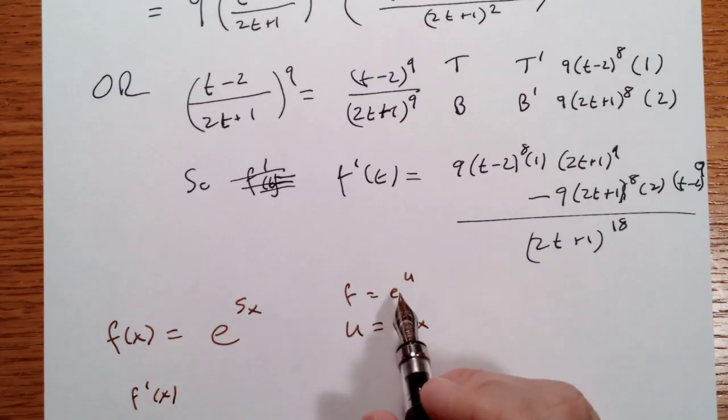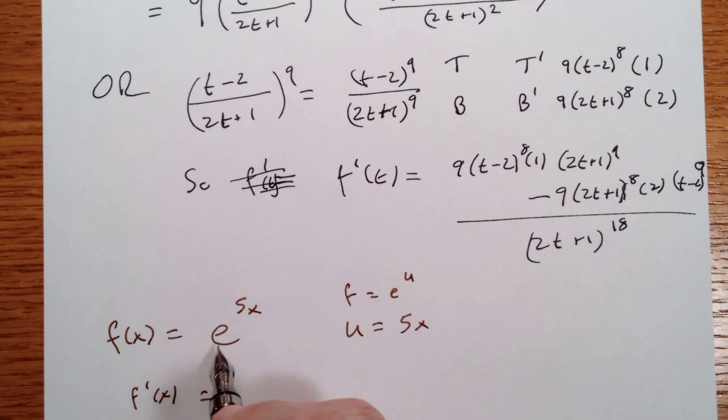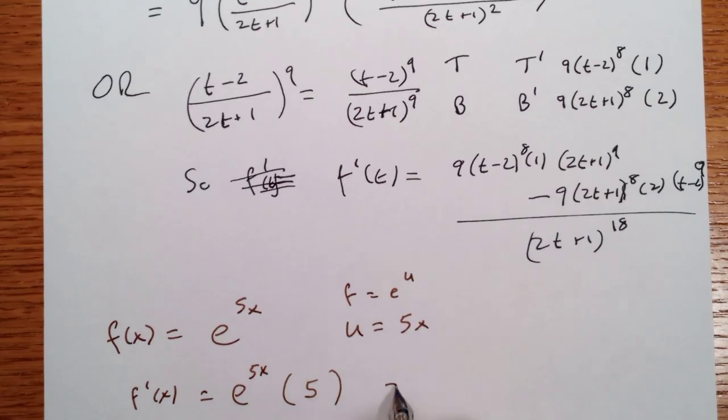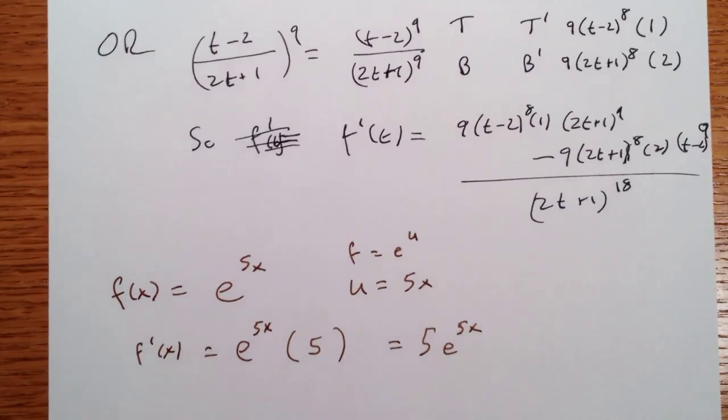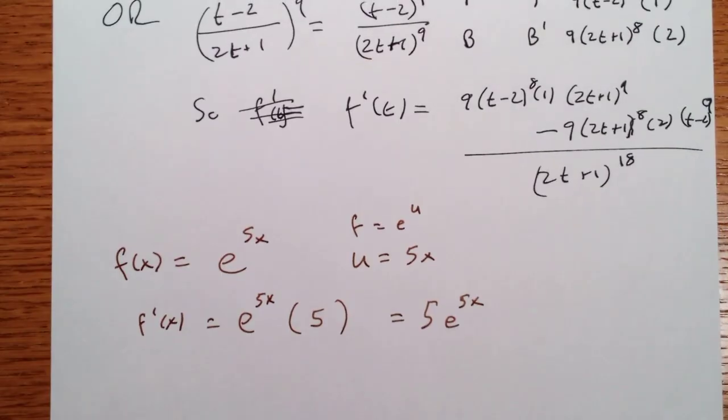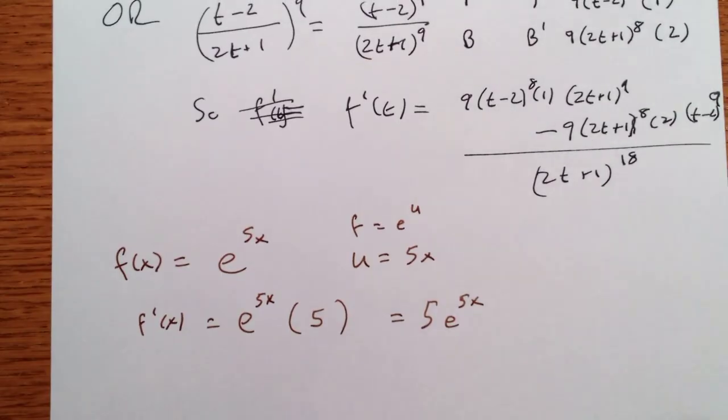Well, e to the u. Derivative of e to the u is e to the u. So when I do derivative of e to the stuff, I get e to the stuff. But wait, there's more. The derivative of the stuff. Now, me being the person that I am, I don't like to put these extra parentheses, so I move the 5 to the front. But that's just stylistic. You don't have to do that one way or the other.